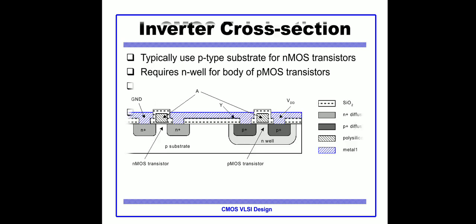So here is the inverter cross-section. The doping will be in the form of boron. It typically uses the P substrate for the NMOS transistors, and it also requires an N-well for the body of the PMOS transistor. So it has a P substrate on which the N-type channel is created. As the name implies, the majority carriers participating in the current are electrons. Also, the movement of electrons is fast compared to holes.